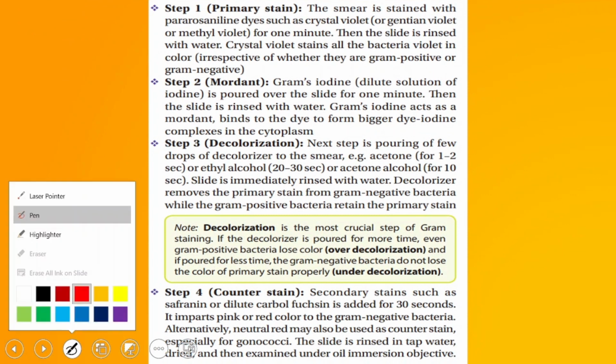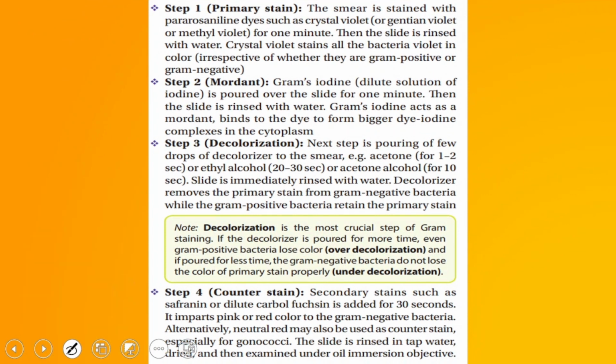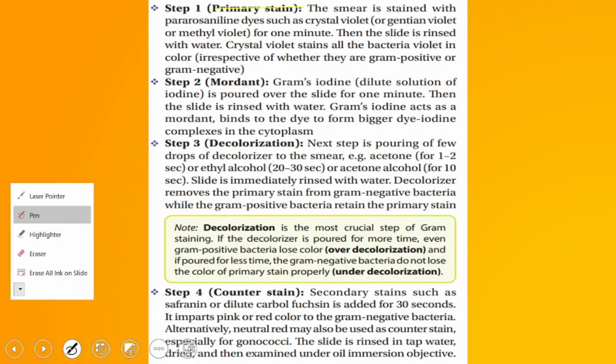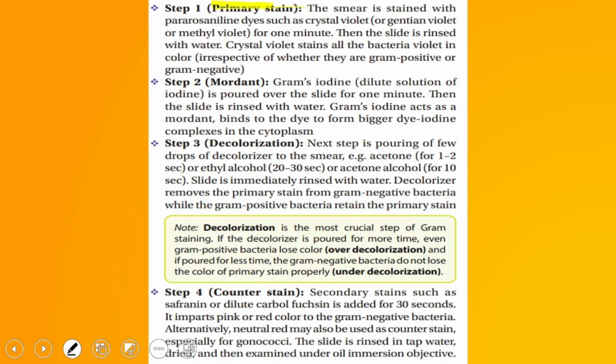So first of all, how do I remember each and every step? First of all, remember the name of the step. We know there are 4 steps. First step, you are going to apply the primary stain. Second step, you're going to apply the mordant. Third step, you're going to do the decolorization. And at the end, we're going to apply the counter stain.